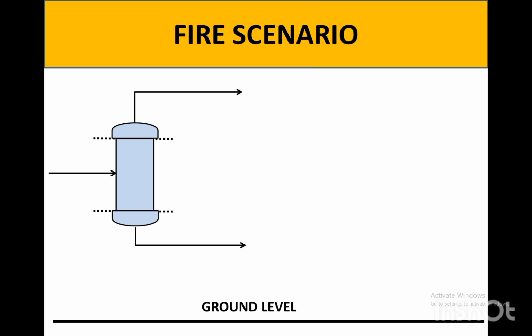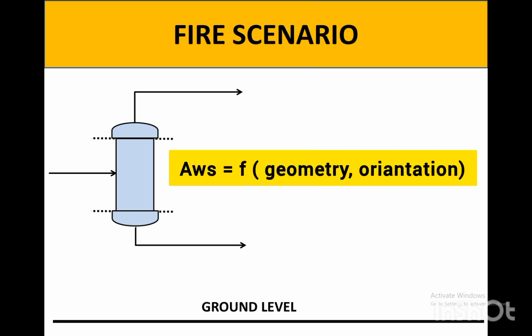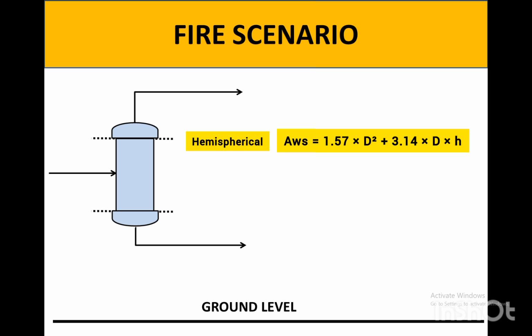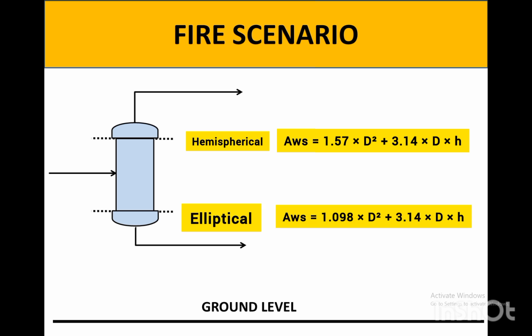The environmental factor depends on the material of the vessel and whether it has any insulation or equipment around it. The thickness of insulation can affect the environmental factor, but for simple analysis, we consider this as 1. The wetted surface area really depends on the shape of the vessel, and whether the vessel is installed vertically or horizontally. For a vertical vessel, if its head is hemispherical, we use this equation for wetted surface area. If it's elliptical, we use this correlation.